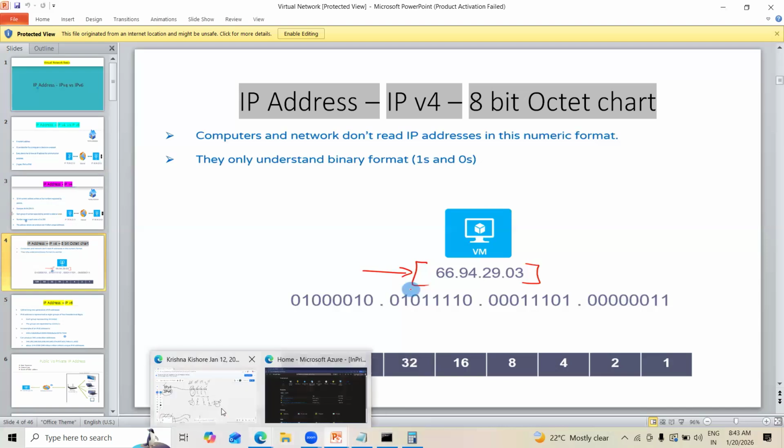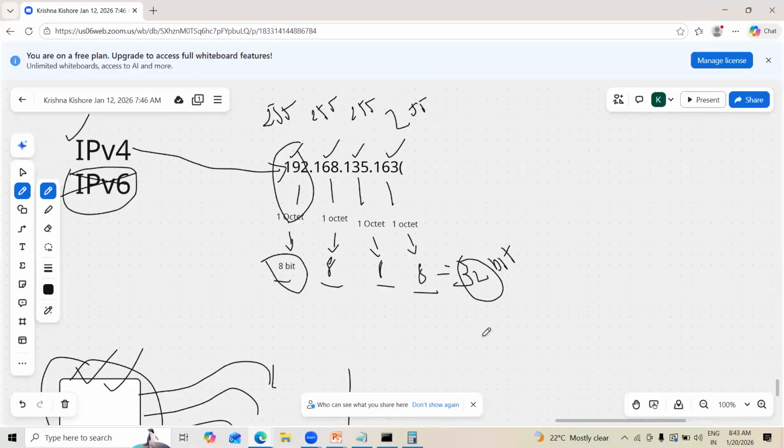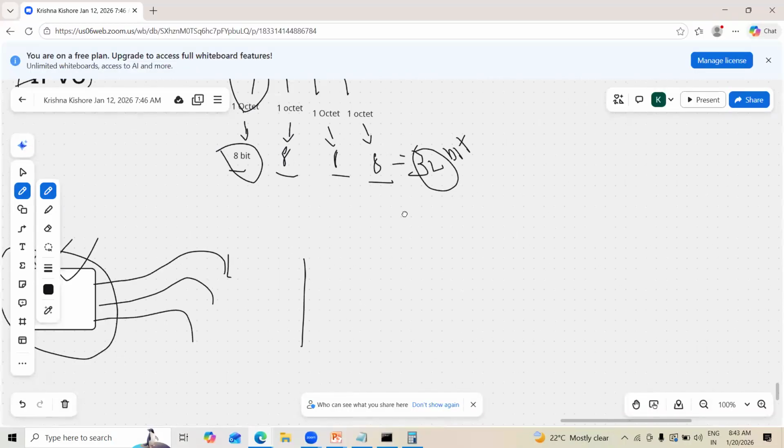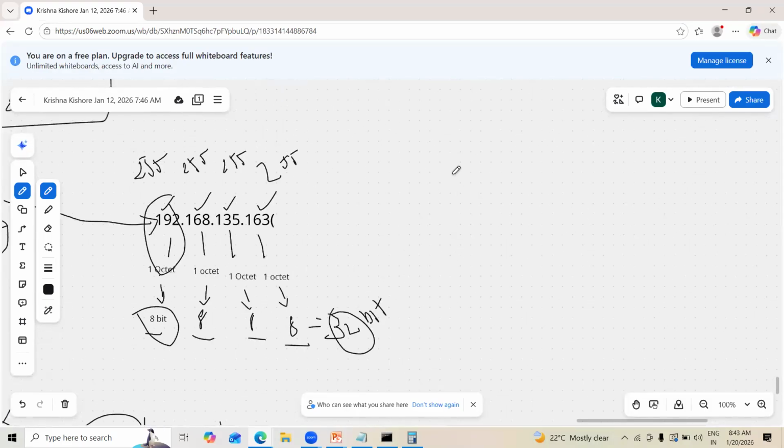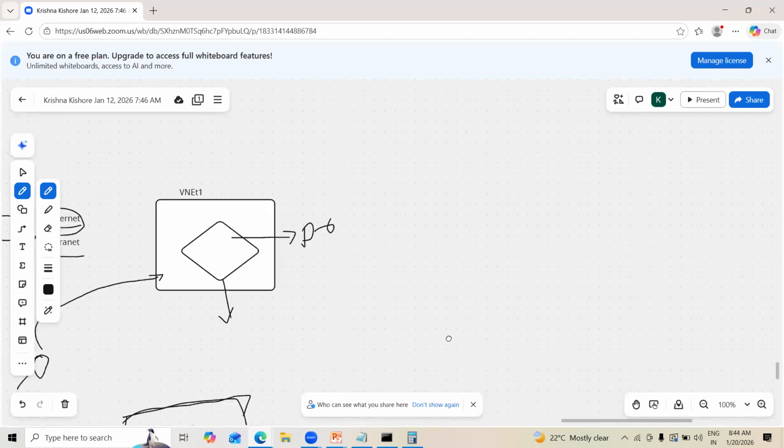One second, let me check. My IP address is like 192.168.1 and some number. What is the number of my IP address? We'll see.